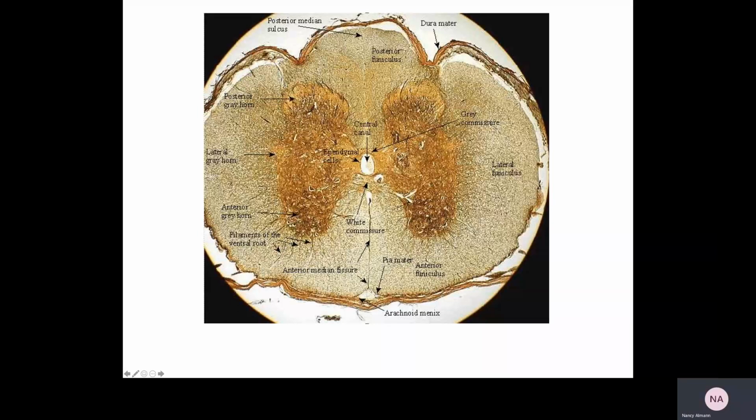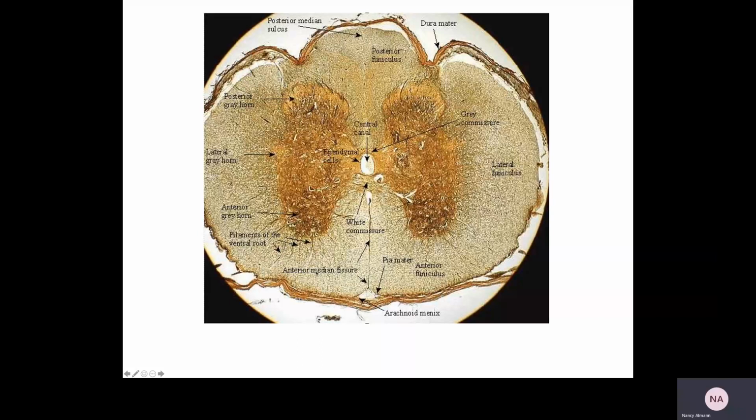Anteriorly, there will be a very deep fissure. It is known as the anterior median fissure. Posteriorly, there will be a little valley, which is known as the posterior median sulcus. So look for a really big fissure because that will be anterior.